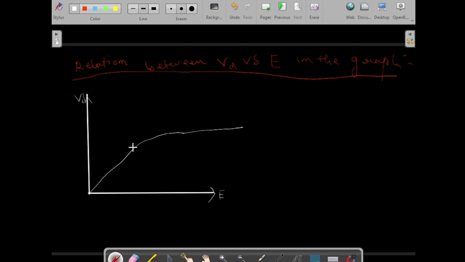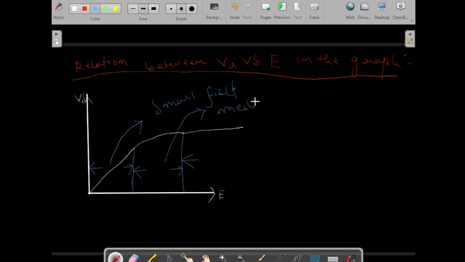You can understand. This is the small field, this is the medium field, and after this is the larger field.